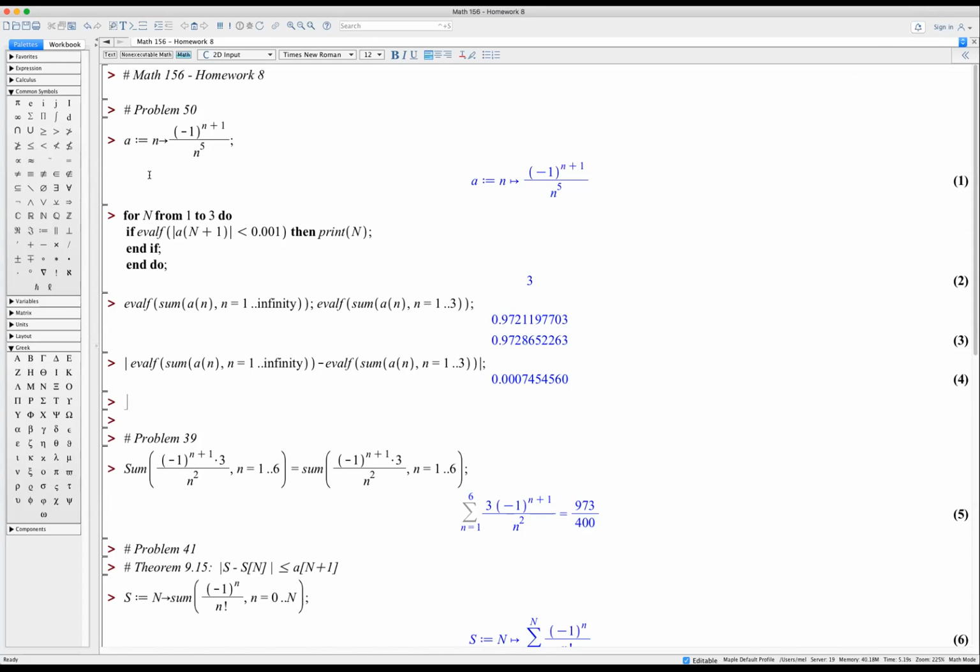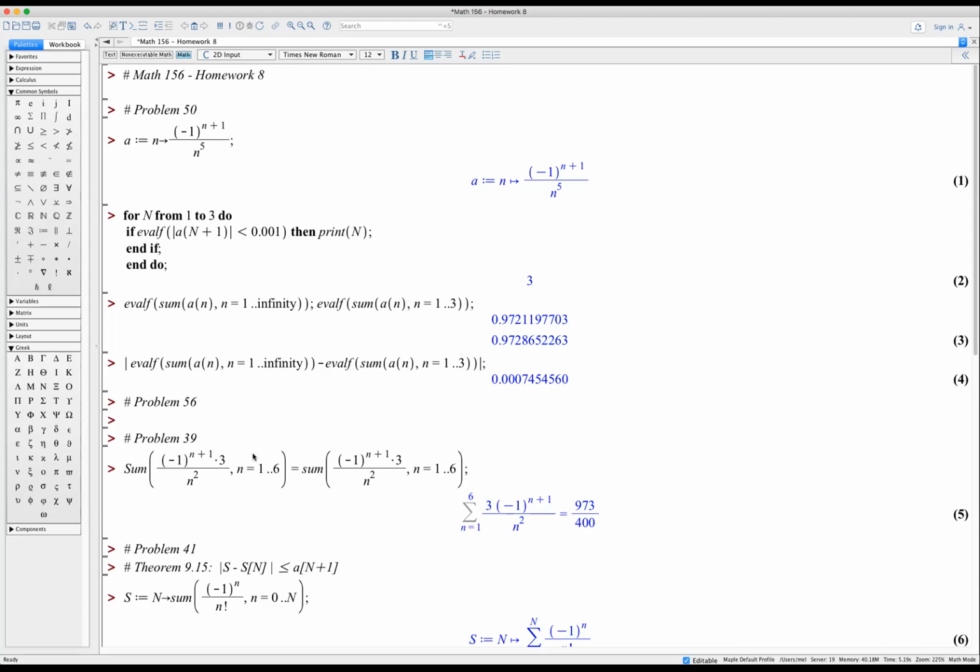Okay, in the same set, problem 56. Yes. Oops, what happened there? Problem 56. Determine whether the series converges conditionally or absolutely or diverges.